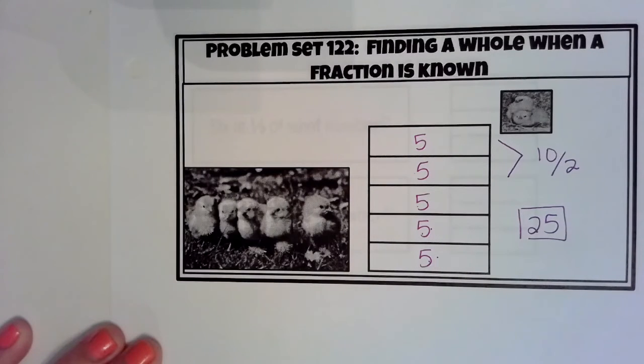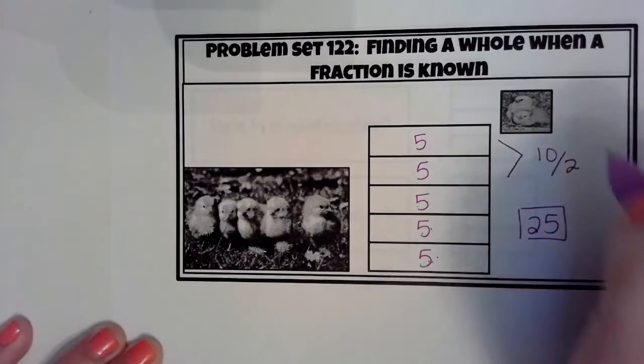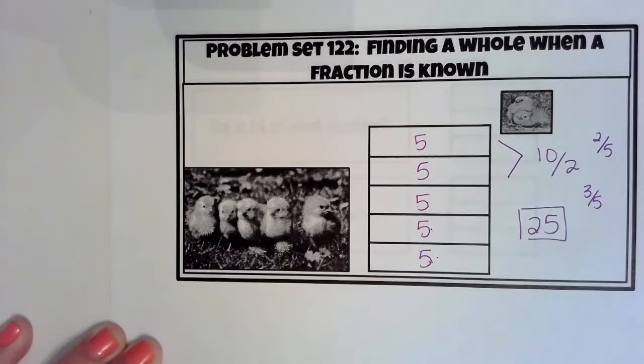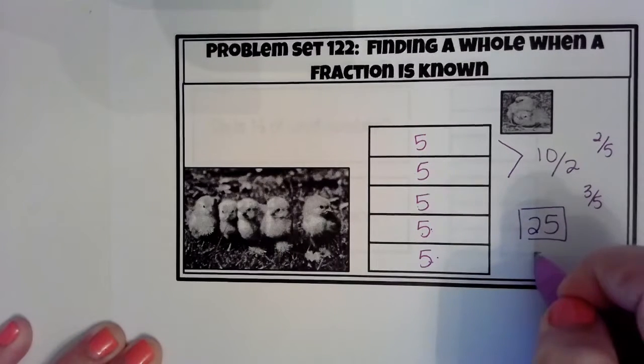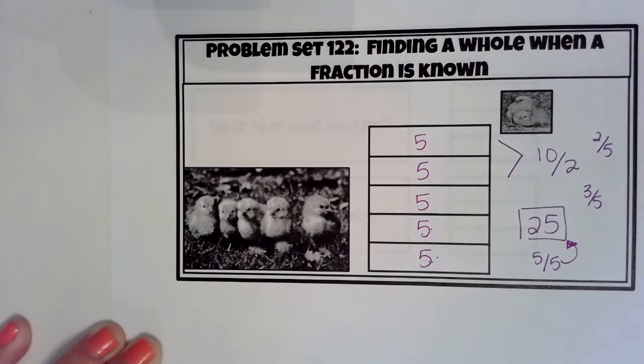Now you do have to be careful and double check those word problems because it could have asked how many weren't brown. If 10 are brown, how many are yellow? 5, 10, 15. So 2/5 are 10, 3/5 are 15, and then the total of 5/5 equals 25. Okay, let's do another one.